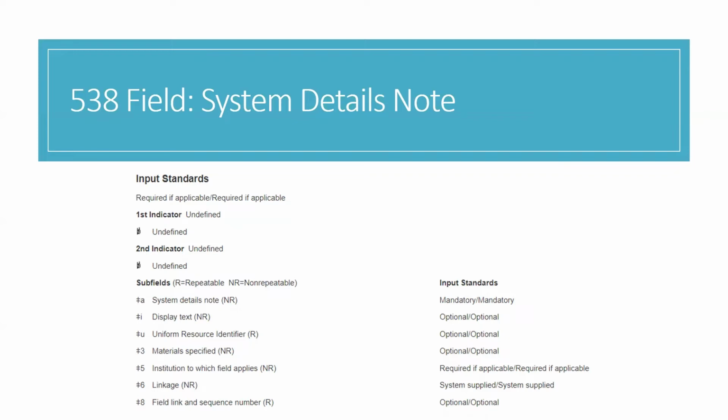The links to technical details relating to digital resources may also be recorded. Some of the information included in field 538 may also be recorded in such fields as 340, 344, 345, 346, and 347.